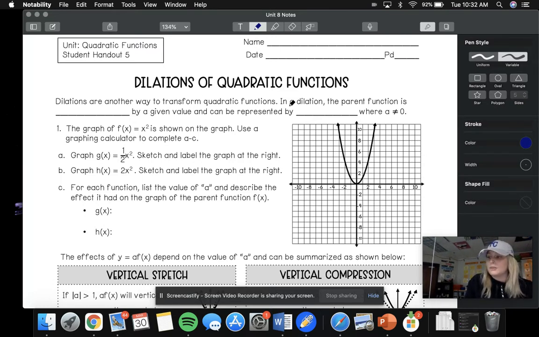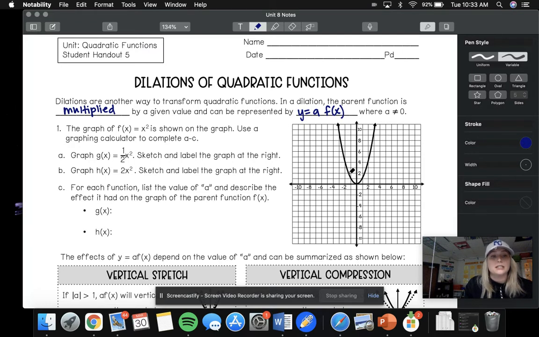In a dilation, the parent function is multiplied by a given value, and it can be represented by y equals a, and then we are just multiplying that by our parent function. The only thing is that a is not equal to 0. Okay, so the first thing is the graph of f of x equals x squared is shown. This is our parent function, and we're going to use our graphing calculator to complete a through c.